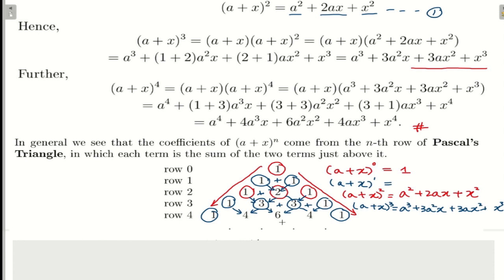And you can calculate row 5 as well. Let's do an exercise for row 5. The outside of the triangle is always 1. And 1 plus 4 is 5, 4 plus 6 is 10, 6 plus 4 is 10, and 4 plus 1 is 5. So we know that the coefficients of the expression (a + x) to the power of 5 are 1, 5, 10, 10, 5, and 1.